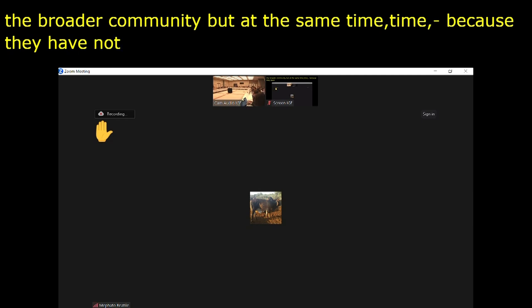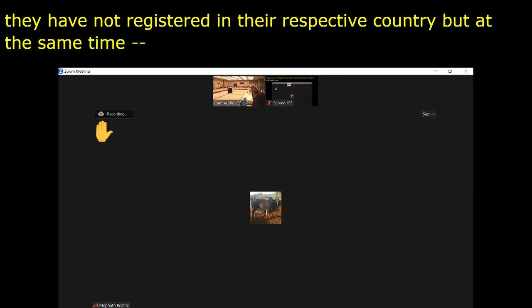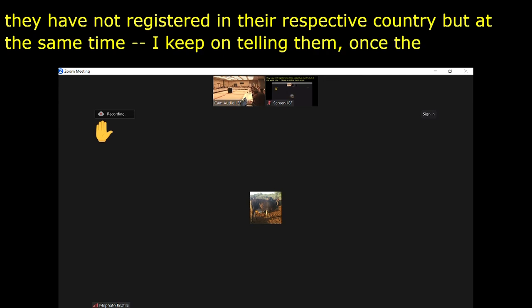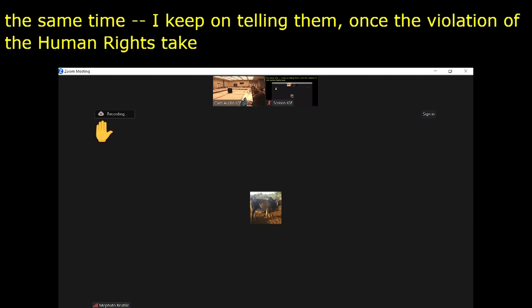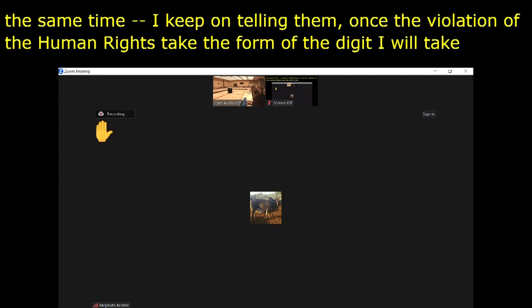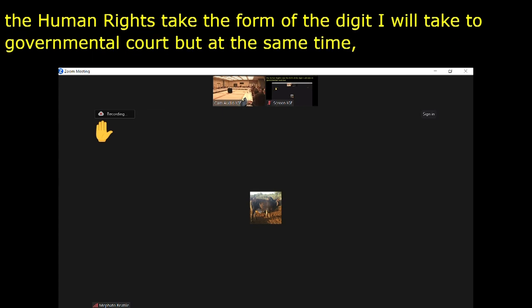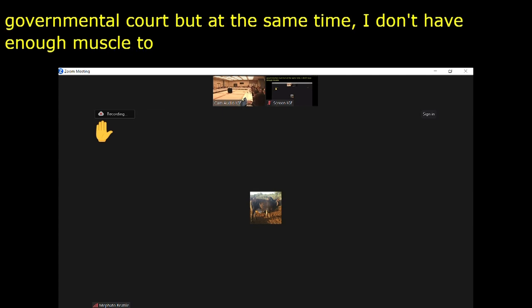But at the same time, they keep on telling them, no, I will decide, because I'm a member of parliament. Once a violation of human rights takes place on the issue of digital, I will take the government to court. But I don't have enough financial muscle to protect the interests of the ordinary people before the court of law, simply because of the financial muscle.